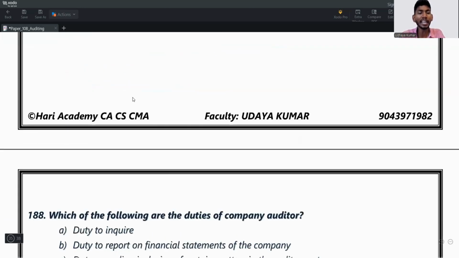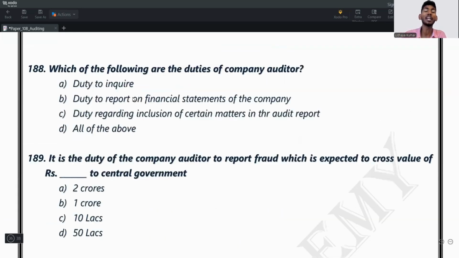So moving to question number 188. Which of the following are duties of the company auditor? Duty to inquire, duty to report on financial statements of the company, duty regarding inclusion of certain matters in their audit report. Yes, D, all of the above is the right answer.